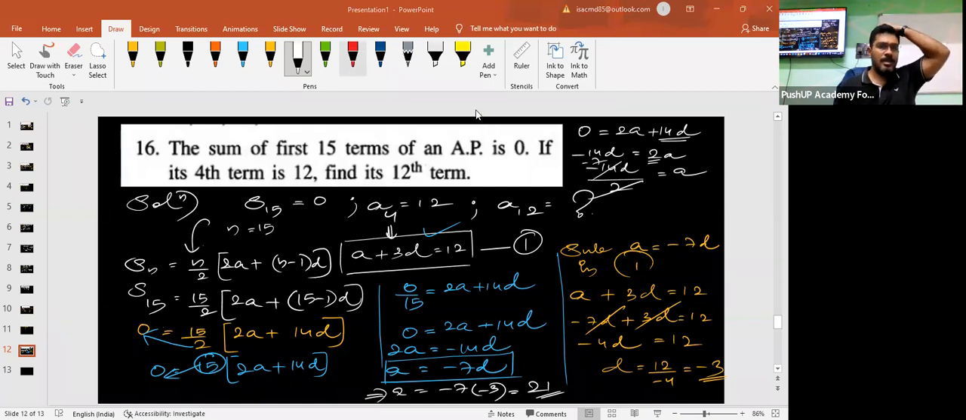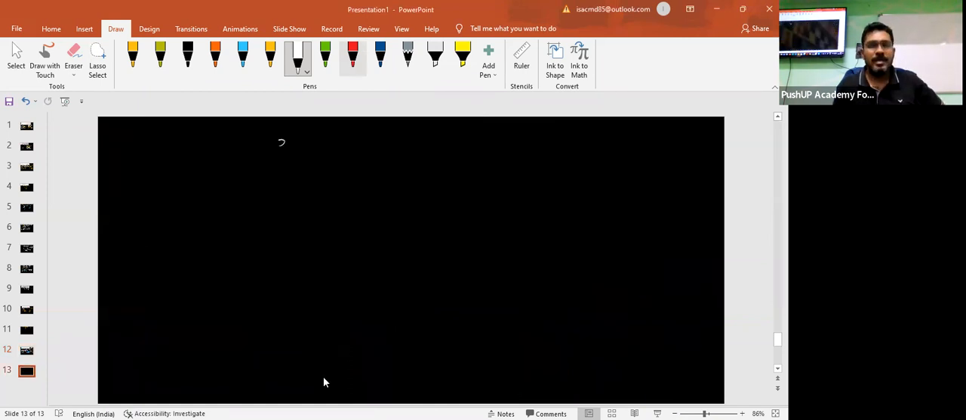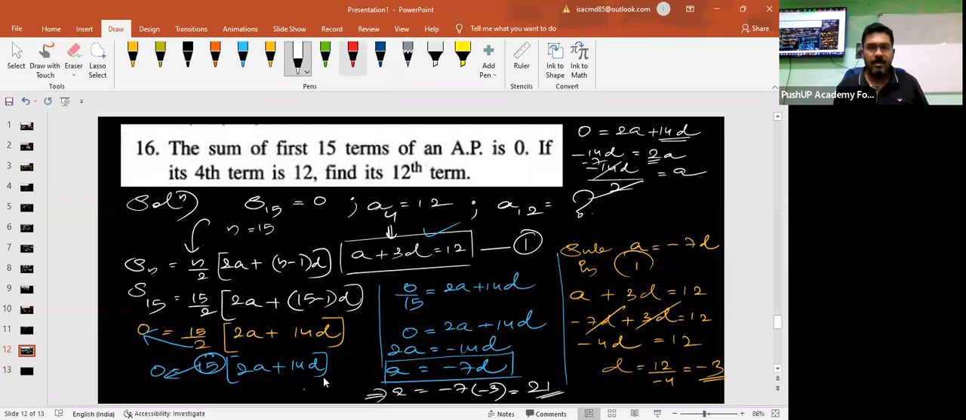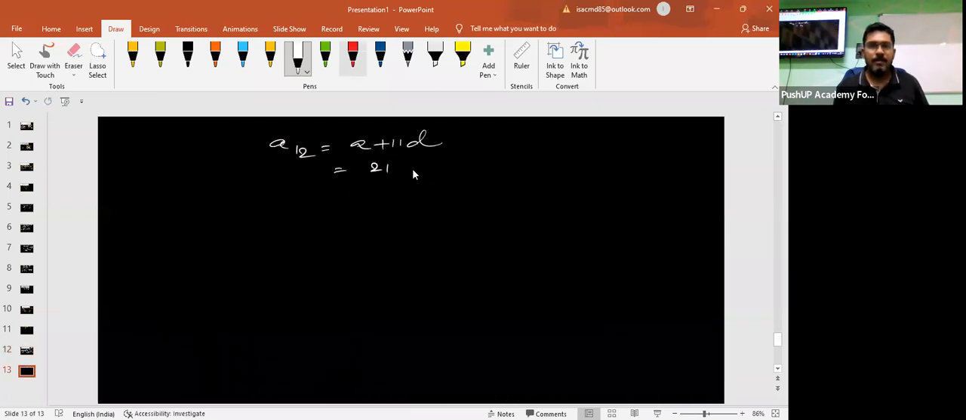So find the 12th term, children. How will you find the 12th term? a plus 11d. Yes. So a12 is equal to a plus 11d. What is a? a is 21 plus 11 into d, which is minus 3. So you get 21 minus 33, and that is equal to minus 12.